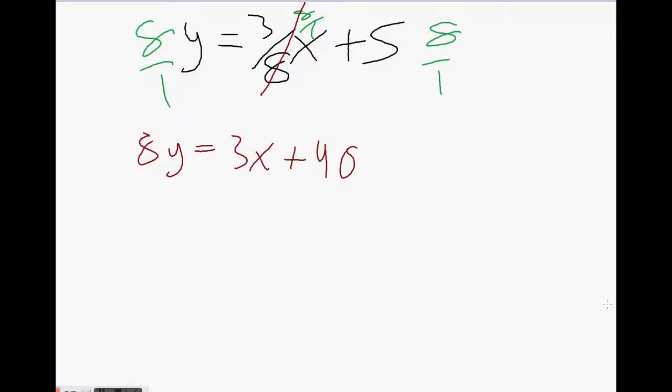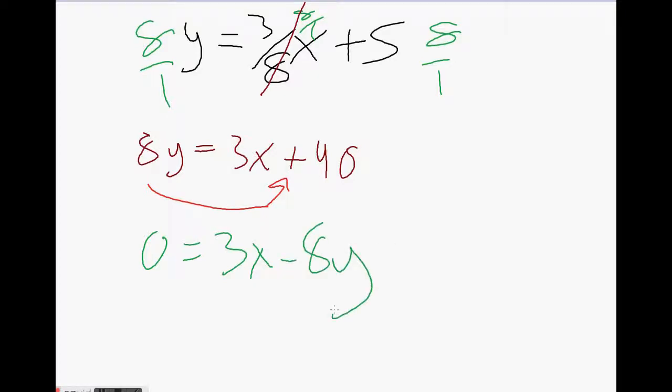We just want it set to 0. So move this over here, I think. Yeah. And so the easiest way is just to subtract from both sides. So you're going to be left with 0 equals 3x minus 8y plus 40. That's all. Not a big deal. Easy to do.